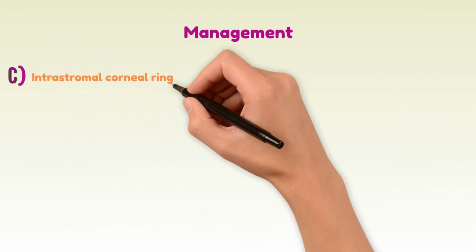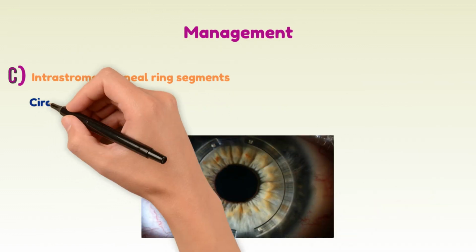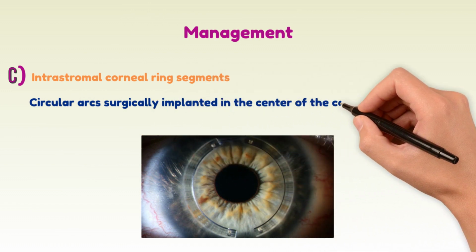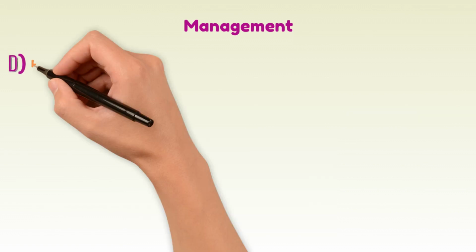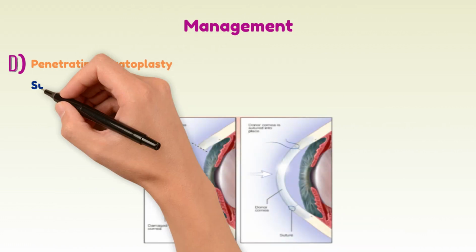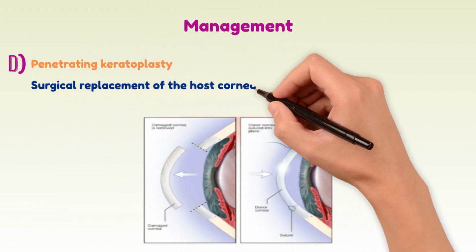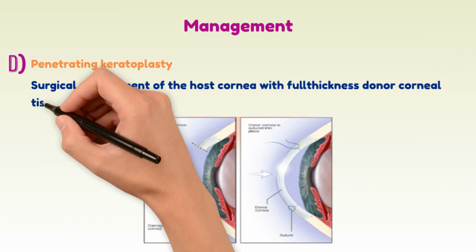Intrastromal corneal ring segments. Circular arcs are surgically implanted to center the cone to treat mild to moderate keratoconus associated with contact lens intolerance, to facilitate successful contact lens wear. Penetrating keratoplasty refers to surgical replacement of the host cornea with full-thickness donor corneal tissue.